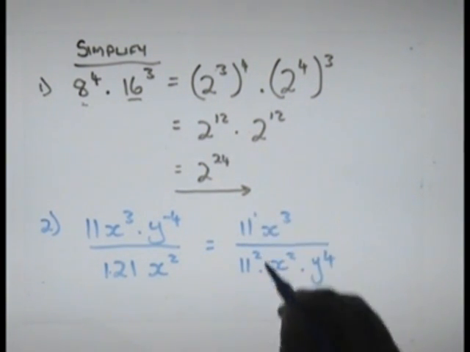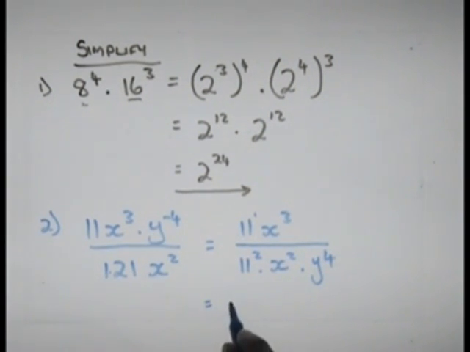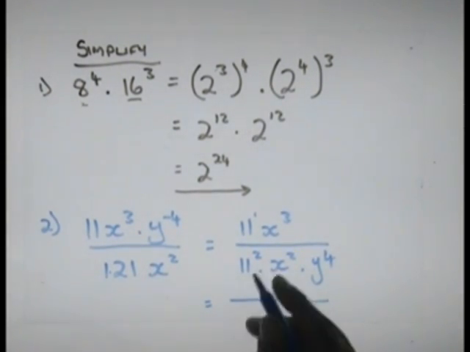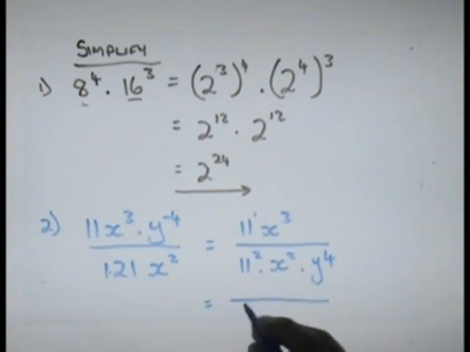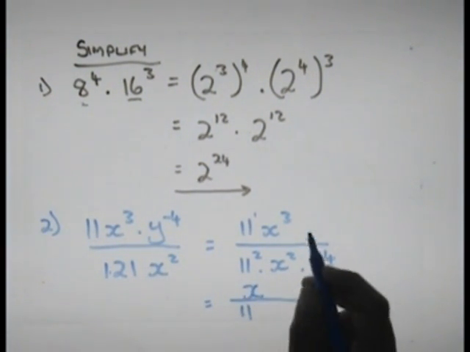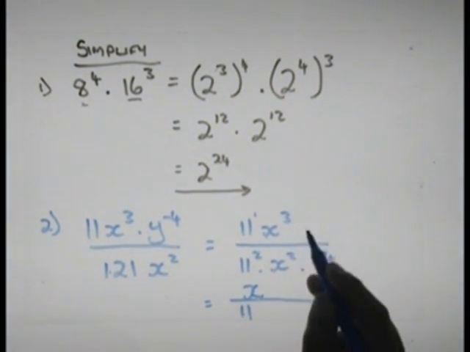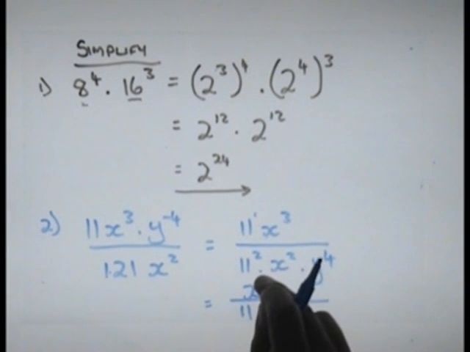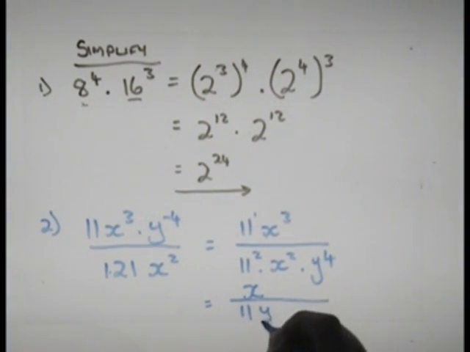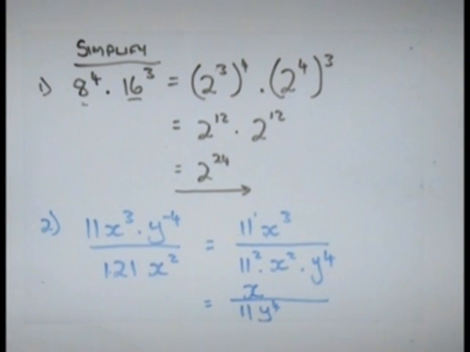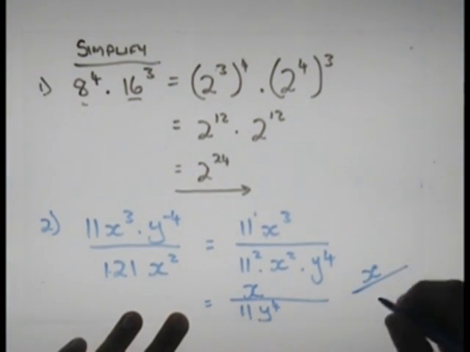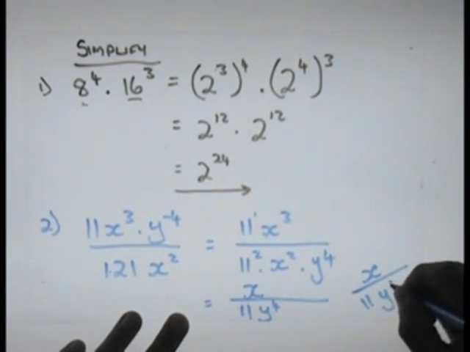Now this is 11 to the power 1, and at the bottom, in the denominator, we've got 11 to the power 2. So we can say 11 to the power 2 minus 1, which is 11 to the power 1. X to the power 3, let's leave that at the top. X to the power 3 divided by x squared is 3 minus 2, which is x to the power 1. Over y to the power 4, and that's our answer. Let me just write that clearer, x over 11 y to the 4.